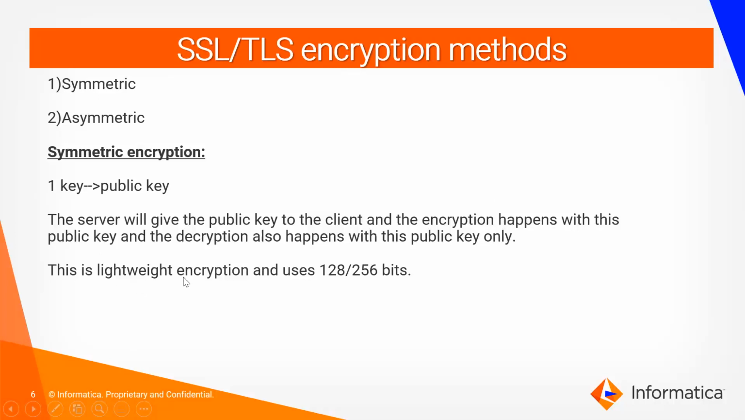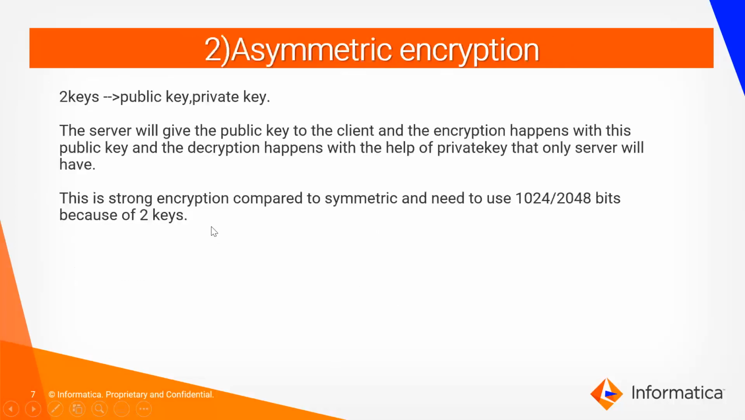So this is lightweight encryption because there is only one key, which is nothing but a public key, and it uses 128 or 256 bits. Now coming to asymmetric encryption, here it will have two keys: one is the public key and the other is the private key. The server's private key will always be at the server side. For example, this is a client, and there is a server. Now the server has a public and a private key. The server will send the public key to the client. Now the client, using that public key, will encrypt the data and transfer the data to the server.